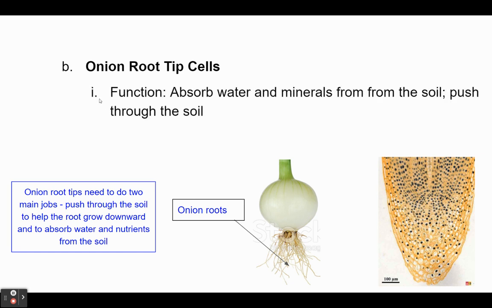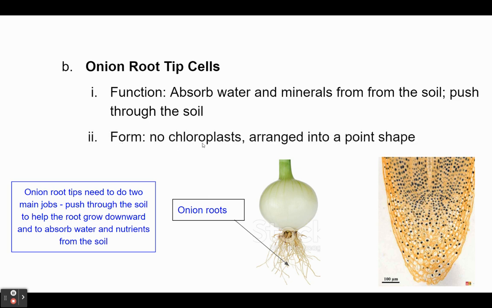Detail 1, the function of an onion root tip cell is to absorb water and minerals from the soil and to push through the soil. So what form does it have to help it do this function? Well, its form is no chloroplast. It's not going to spend energy making and maintaining chloroplast because it's not exposed to light. And these cells are also arranged into a point shape so that they can burrow through the soil easily.